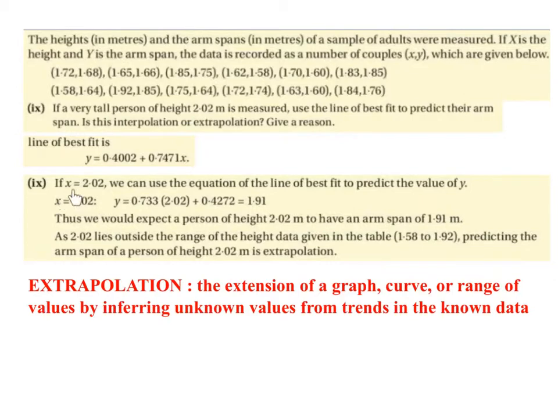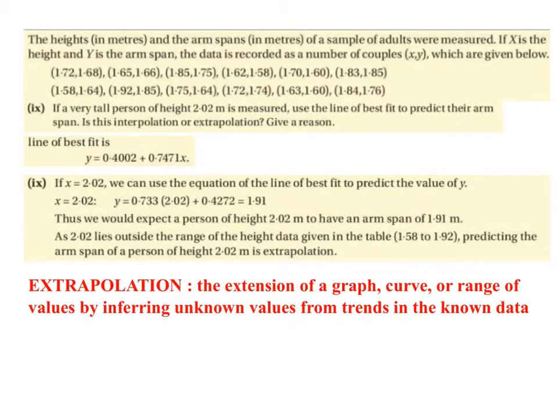So if x is equal to 2.02, y is equal to 0.733 multiplied by 2.02 plus 0.4272, which equals 1.91. So basically we just swap this x for 2.02 with brackets around it. Thus, we would expect a person of a height of 2.02 metres to have an arm span of 1.91 metres. As 2.02 lies outside the range of the height data given in the table, 1.5 to 1.92, predicting the arm span of a person of a height 2.02 metres is extrapolation.